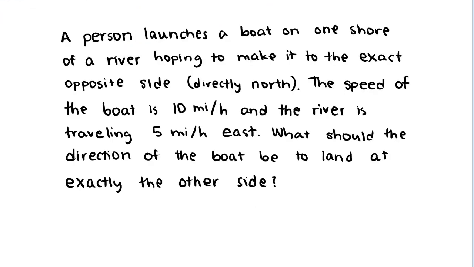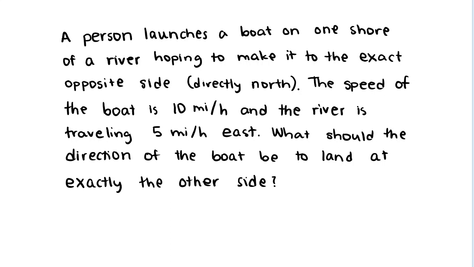So let's take a look at another example involving velocities and vectors. So here this situation says that a person launches a boat on one shore of a river and they want to make it to the exact opposite side of the river, and here it tells us that that's directly north. It says the speed of the boat is 10 miles per hour and the river is traveling 5 miles per hour east. And so we're looking for the direction that we should drive this boat. This person should point the boat in so that we land on the exact other side of this river.